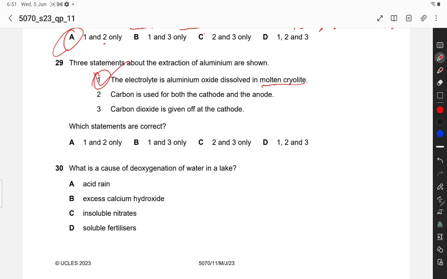First statement is correct. Carbon is used for both the cathode and anode. Yes, it is correct, because in aluminium extraction, graphite is used as the cathode and carbon rods are used as the anode, so carbon is used for both. Carbon dioxide is given off at the cathode. No, carbon dioxide is given off at the anode, so it is incorrect. Which statements are correct? 1 and 2 are correct.